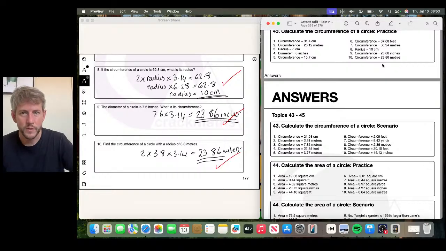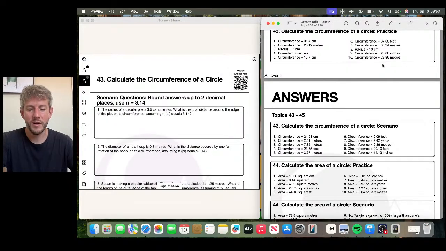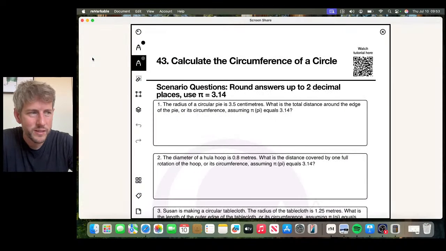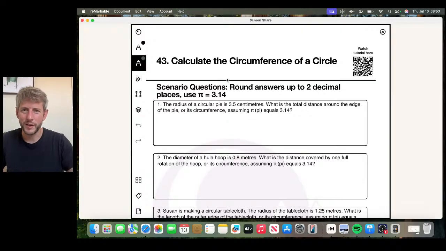Okay, right. So let's have a look at the scenario ones. Okay, so we're going to get a lot of stories about circles here. So that's going to be quite exciting. So one sec, I'm just going to take a drink. Okay, so here we go.